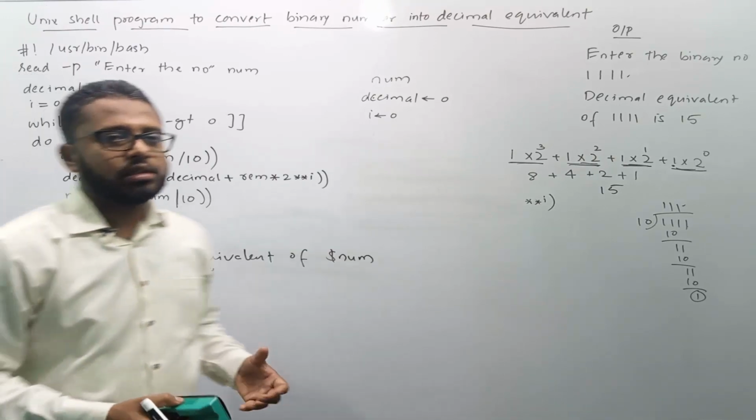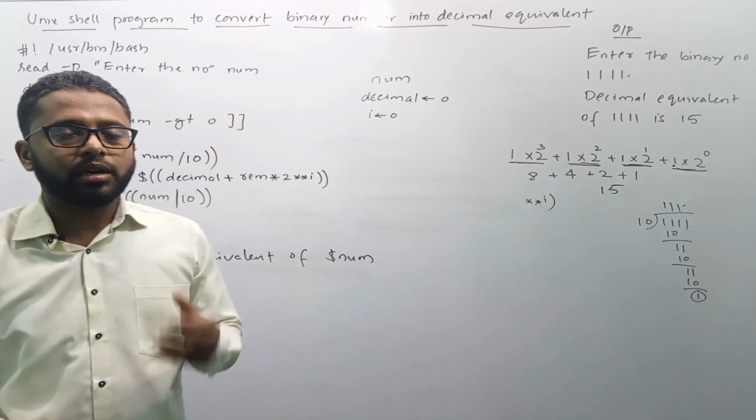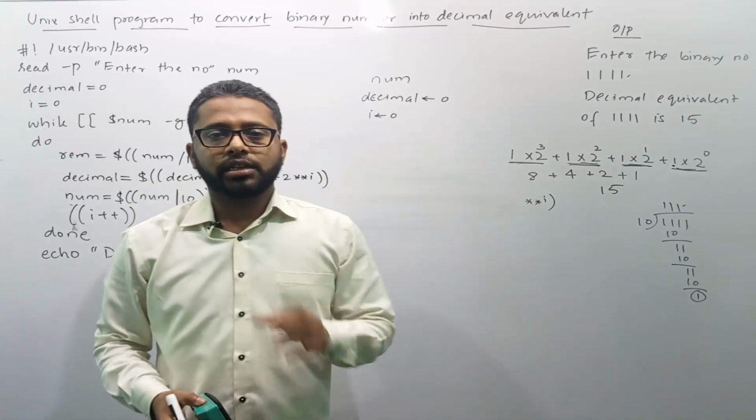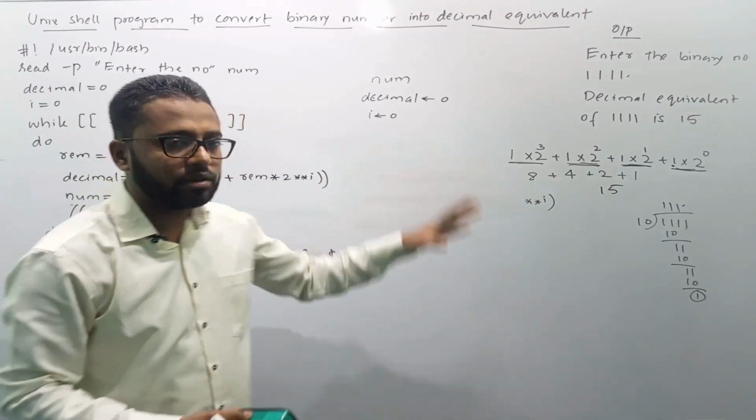Okay. So this is everything about writing a shell program to convert a binary number into decimal equivalent. I hope you guys have understood the entire concept.